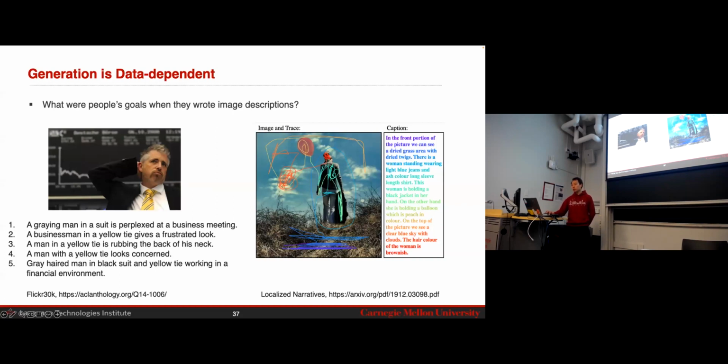Localized narratives is a much richer data set that can also be used for image captioning. In fact, the other good thing is that you have these red, yellow, green. These are the mouse traces. The annotators who are annotating the captions for the data are actually using a mouse and saying, okay, I'm looking at this part in red.